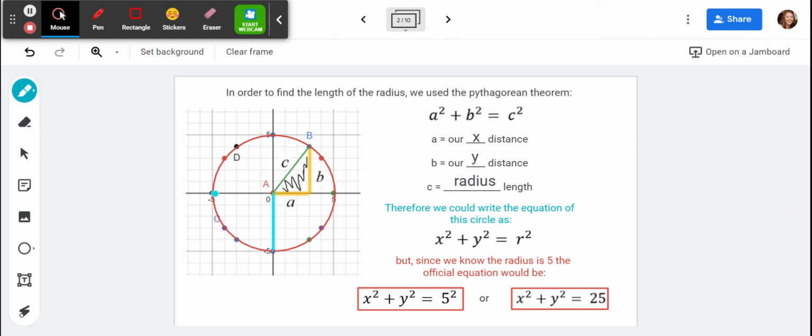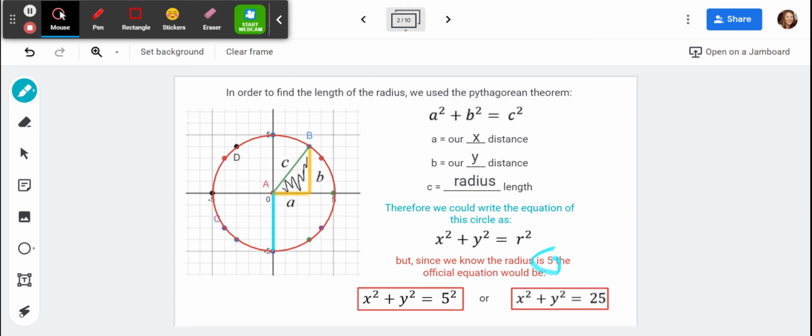I could do that going to the left, right? No matter where I put it, I can do it. It's going to be easiest to count it if it's straight up and down or left and right. But that's where this 5 is coming from right here. So then I could replace the r with a 5 because I know that radius is 5. So I would write x squared plus y squared equals 5 squared would be the equation of that red circle.